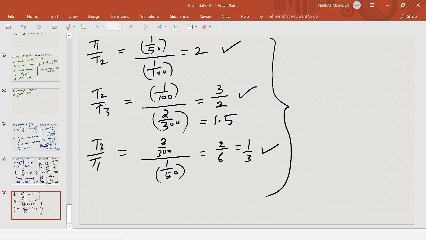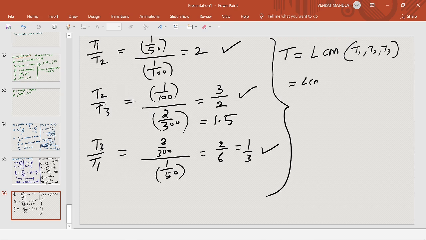So if it is a periodic signal, what is the period? The period T is the least common multiple, because period means the interval at which the entire signal is repeating. The minimum, fundamental period means the minimum period at which the entire signal is repeating. How to get the minimum? Least common multiple of T1, T2, T3.